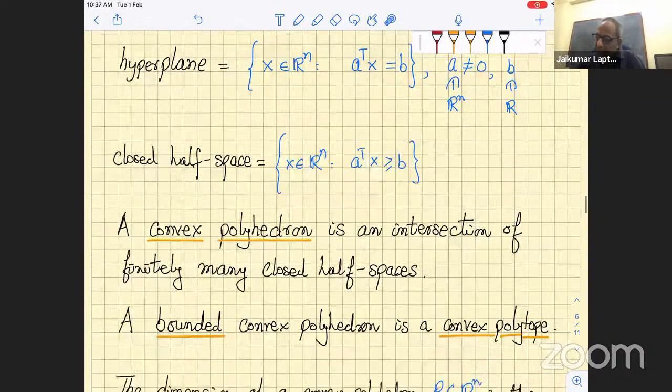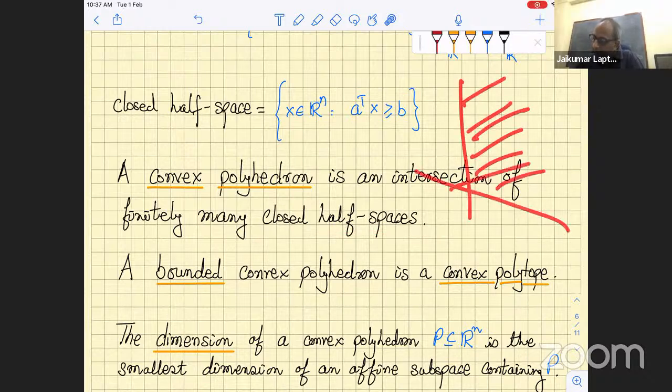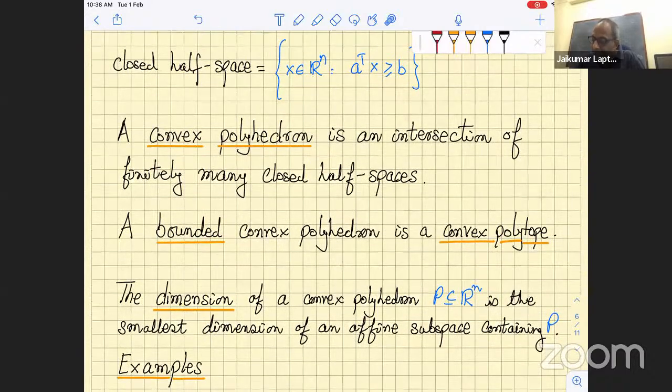Okay. And a convex polyhedron is an intersection of a finite number of closed half spaces. So you take one half space like this, another half space like this, and another half space like this, and then the final space that you get, that is called a polyhedron. And if the polyhedron happens to be bounded, and if it goes off to infinity in some direction, then it's not bounded. But if it is bounded, that is, there is a big ball inside which it can be placed, then it is called a convex polyhedron.